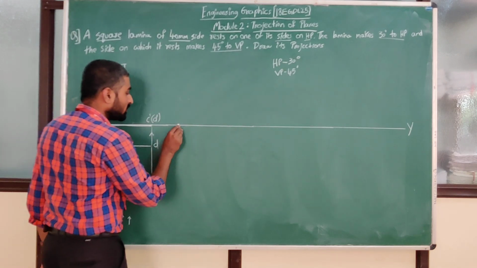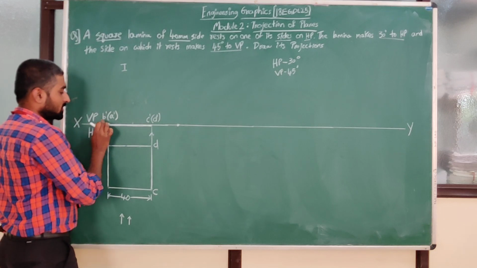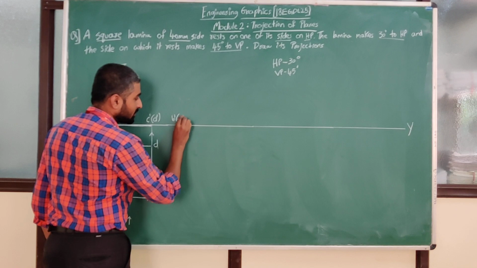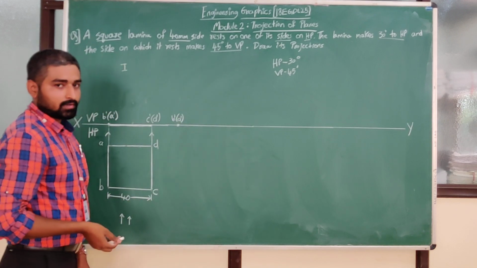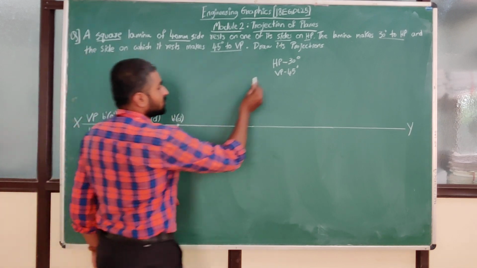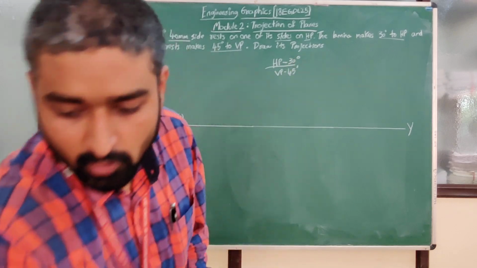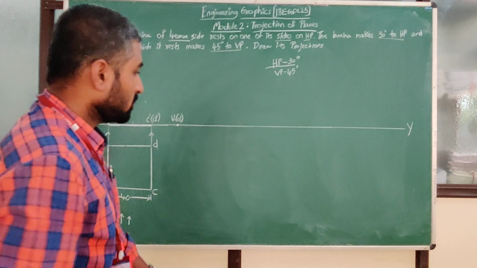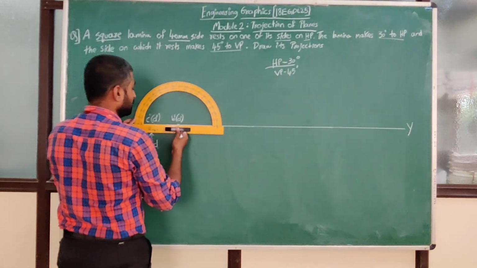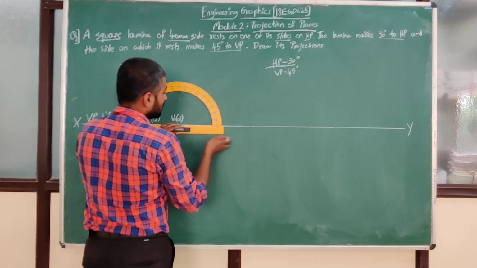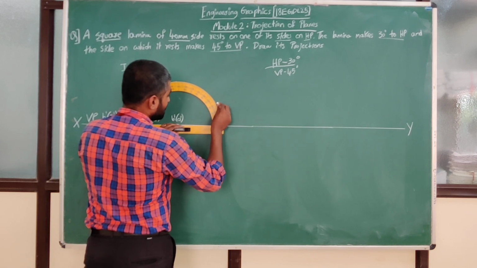I am going to name this point B dash, bracket B dash. That's why I stated we have to consider the left hand side. Now I am going to take the inclination with respect to HP, how much? 30 degree. So when I take this 30 degree inclination, you can keep your protractor here and measure 30 degree in the anti-clockwise direction.